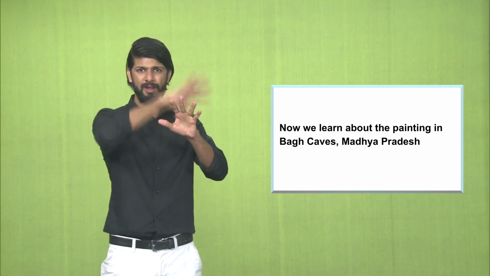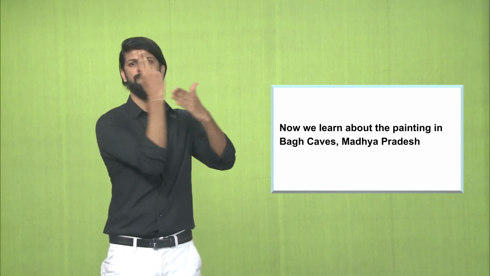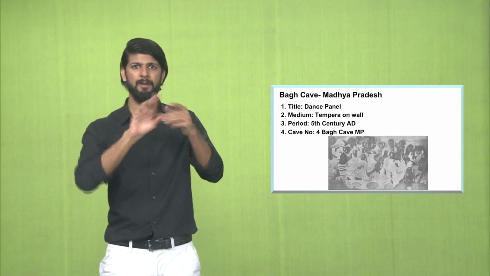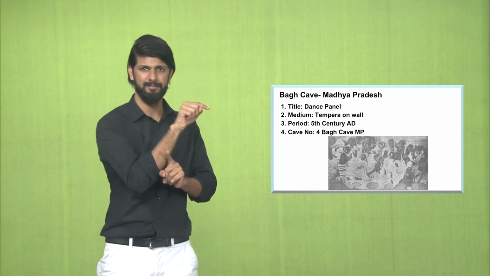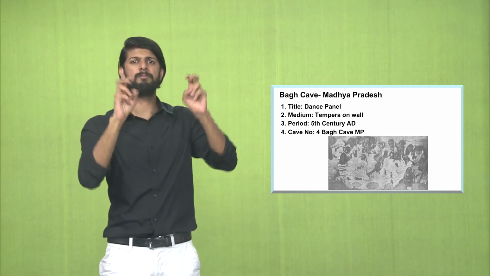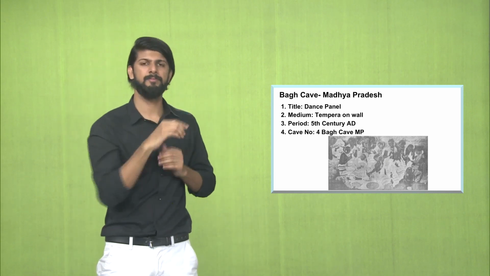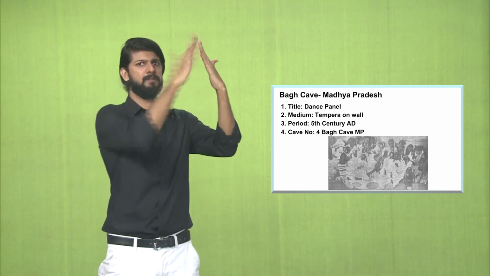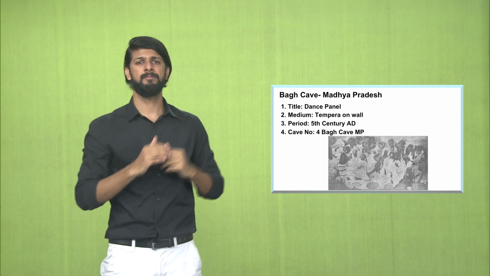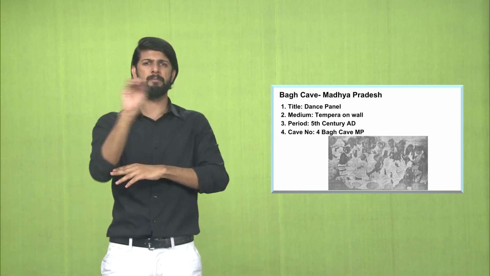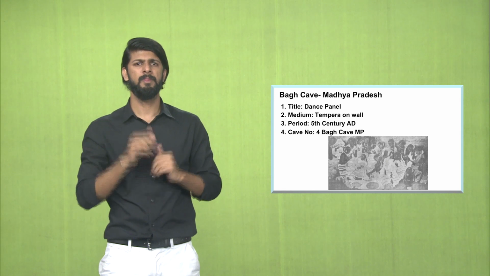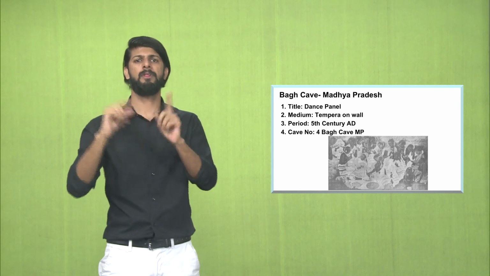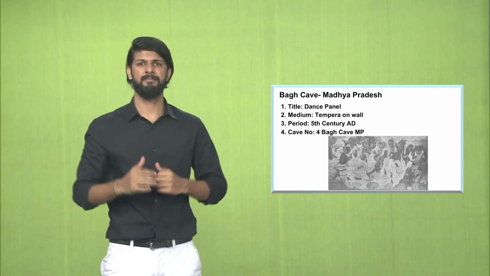Now, we learn about the painting in Bagh caves situated in Madhya Pradesh. Bagh cave in Madhya Pradesh, the painting here is titled Dance Panel. The medium is dry fresco or tempera on wall. The period is 500 AD or the 5th century, and this painting is inside the 4th cave, cave number 4 in Bagh caves, Madhya Pradesh.